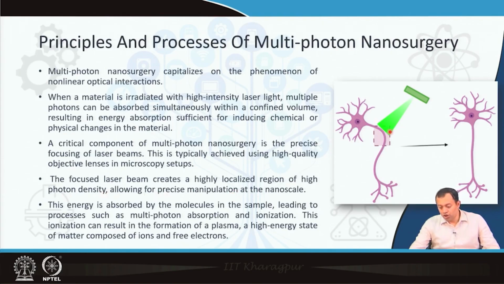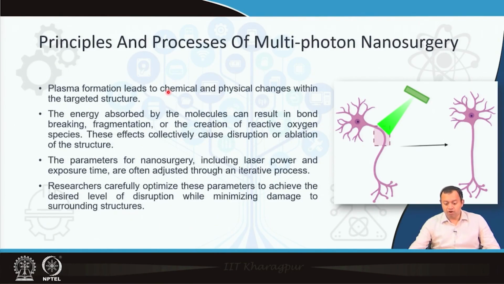If you have focused only in this part using your sophisticated lens, and these days you can break even the diffraction limit, meta lenses and whatnot, the photons are only activated in this particular region, and these dendrites and these axons are no longer affected. This energy is absorbed by the molecules in the sample, leading to processes such as multi-photon absorption and ionization. This ionization can result in formation of plasma, a high energy state of matter composed of ions and free electrons. Plasma formation leads to chemical and physical changes within the targeted structure.